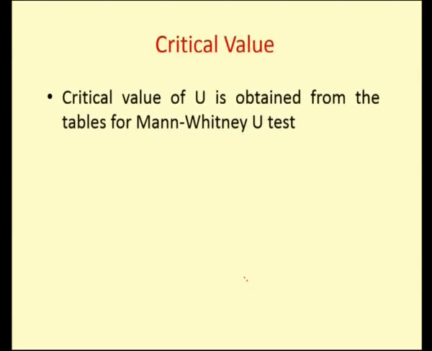Now, come to the critical value. The critical value of U is obtained from the tables of the Mann-Whitney U test. The tables are available for two-sided and one-sided, namely for 5% and 1%. You can make use of the tables and find out your critical value.